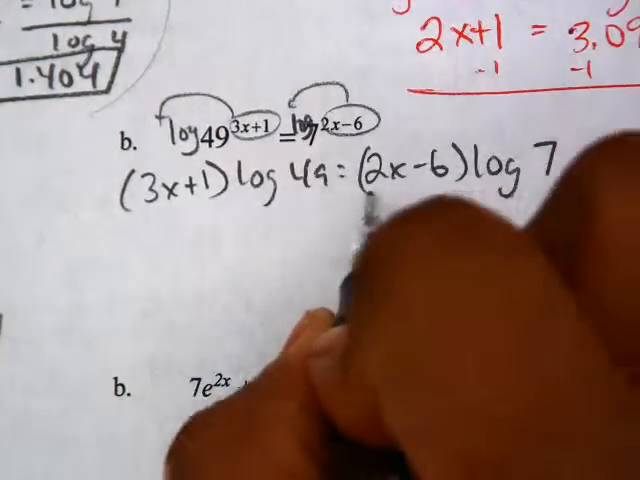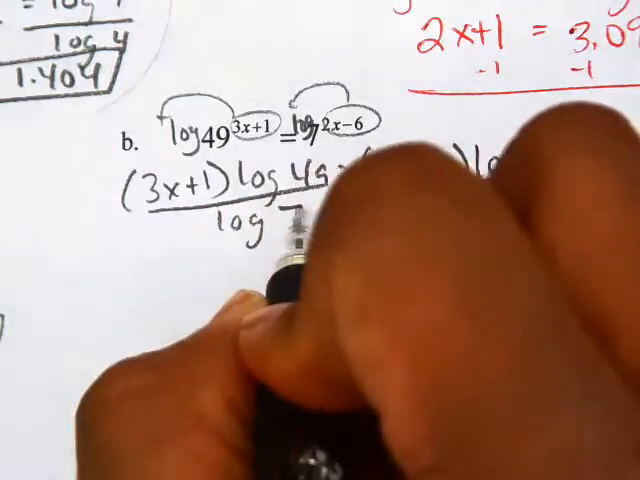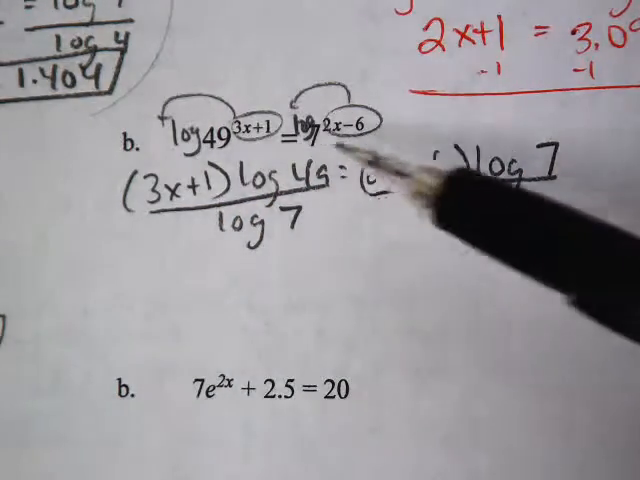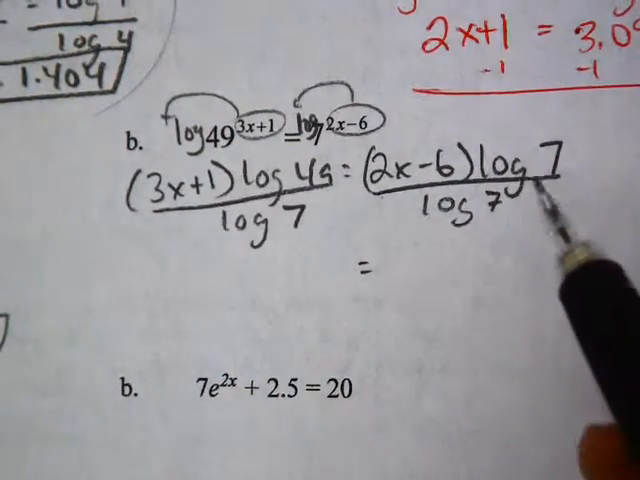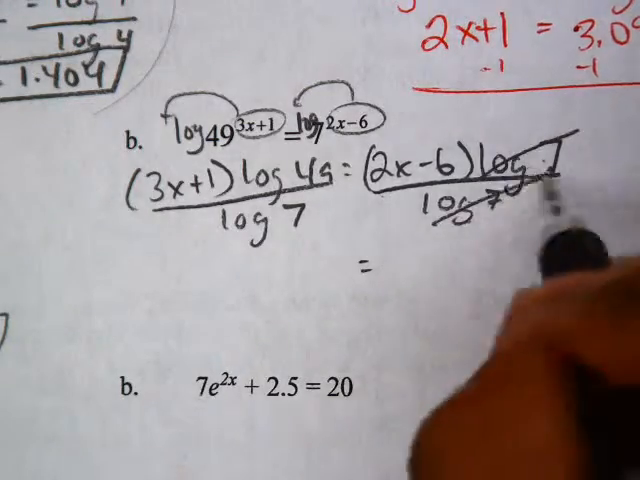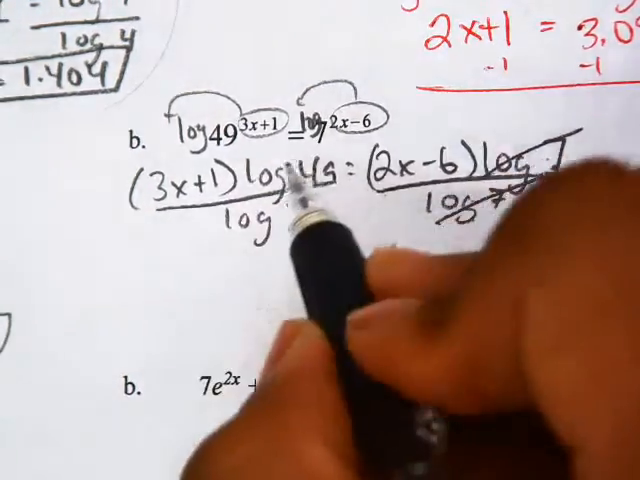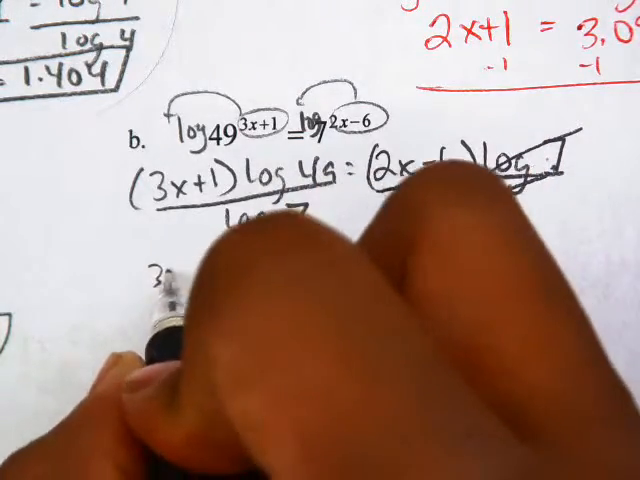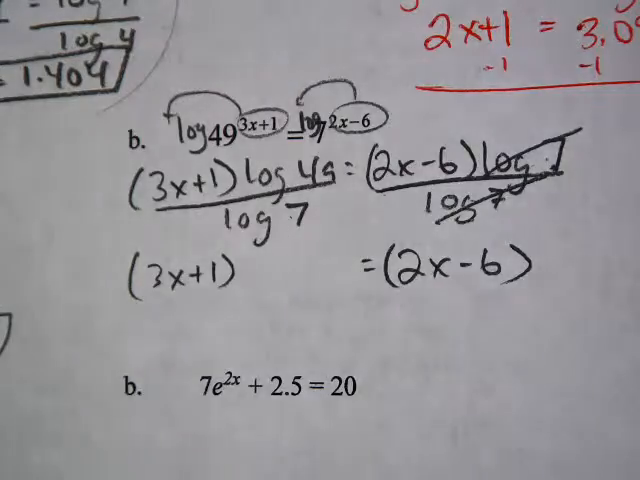I told you guys to divide by log of 7. If you have a choice, divide by the smaller logarithm. Because what happens with this log 7 over log 7? They cancel out. Now I still have 2x minus 6. And over here, Jai, what did you get when you did log of 49 divided by log of 7? 2.